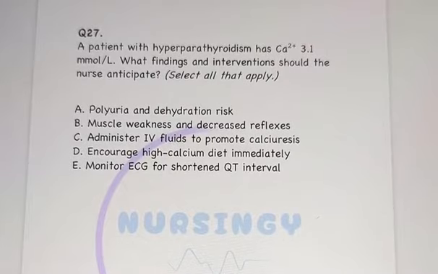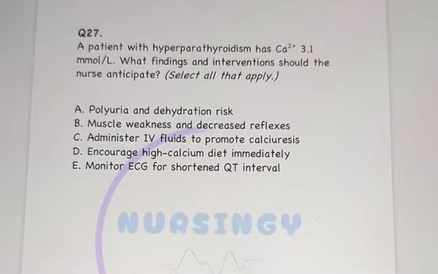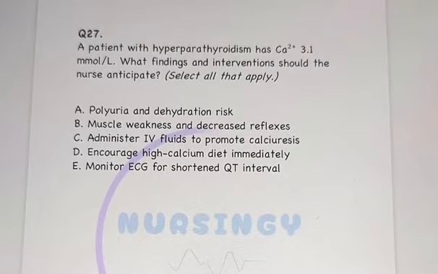A patient with hyperparathyroidism has a calcium of 3.1. Which finding and intervention should the nurse anticipate? We know the parathyroid gland produces parathyroid hormone, PTH, which can increase the serum calcium level. In hyperparathyroidism there will be too much PTH, and that can lead to too much calcium. So, polyuria and dehydration risk, is it affected?